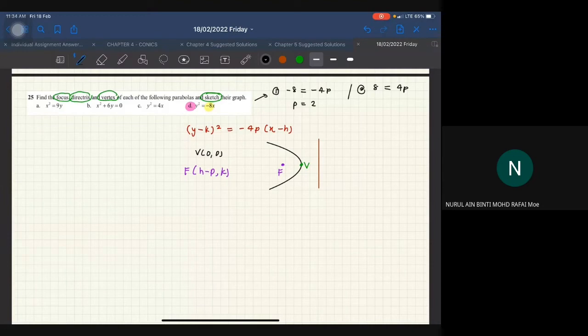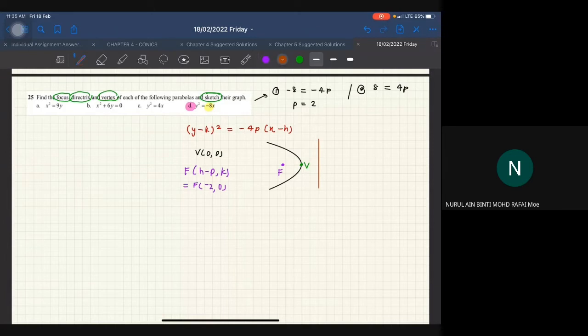So dapatlah P sama dengan 2. Okay, so let's go back to our focus. So focus kita dia akan jadi H minus P. So H is 0. So 0 minus 2, you have negative 2 and then K is 0. Okay, that is your focus.